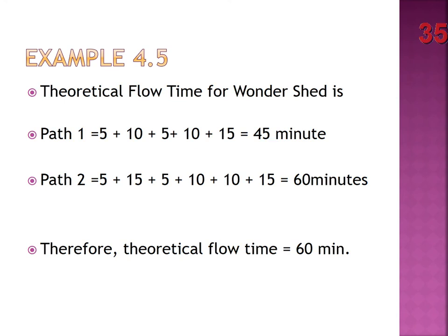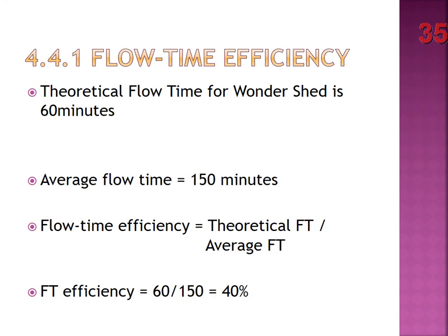So our average flow time, which we determined from that first part of the process, was 150 minutes, and our theoretical flow time is 60 minutes. So when I calculate my flow time efficiency, it's the theoretical flow time divided by the average flow time. So it's 40%. Those are sometimes aha moments, when we get to flow time efficiency and you realize that 60% of the time we're not doing anything with the product.